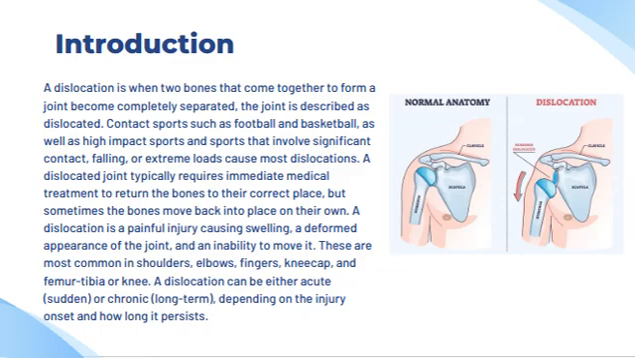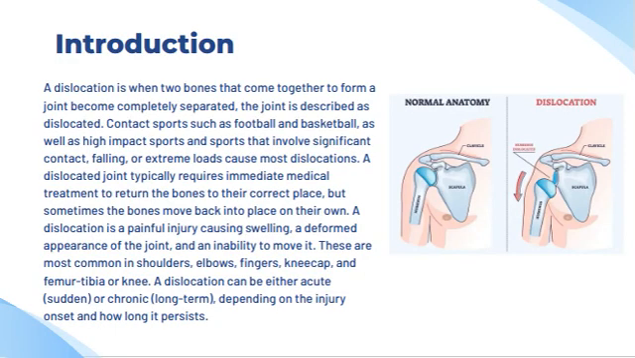A dislocation is when two bones that come together to form a joint become completely separated. The joint is described as dislocated. Contact sports such as football and basketball, as well as high-impact sports and sports that involve significant contact, falling, or extreme loads cause most dislocations. A dislocated joint typically requires immediate medical treatment to return the bone back to its correct place, but sometimes the bones move back into place on their own.